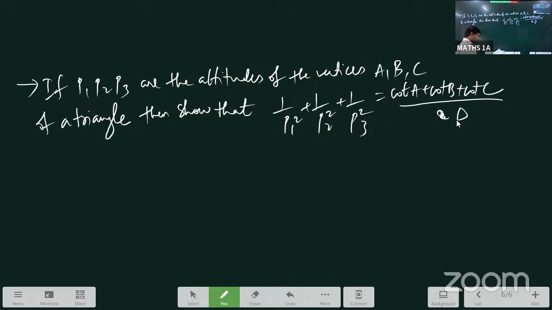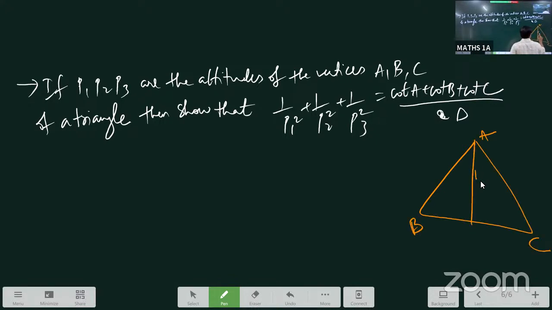Now again, let us do it. P1, P2, P3 are the altitudes. I will draw the figure and you can have a look. So let it be A, B, C, with altitudes P1, P2, and P3. Let a, b, and c be the sides. Small a is the side opposite to the vertex A, small b is opposite to the vertex B, and small c is opposite to the vertex C.